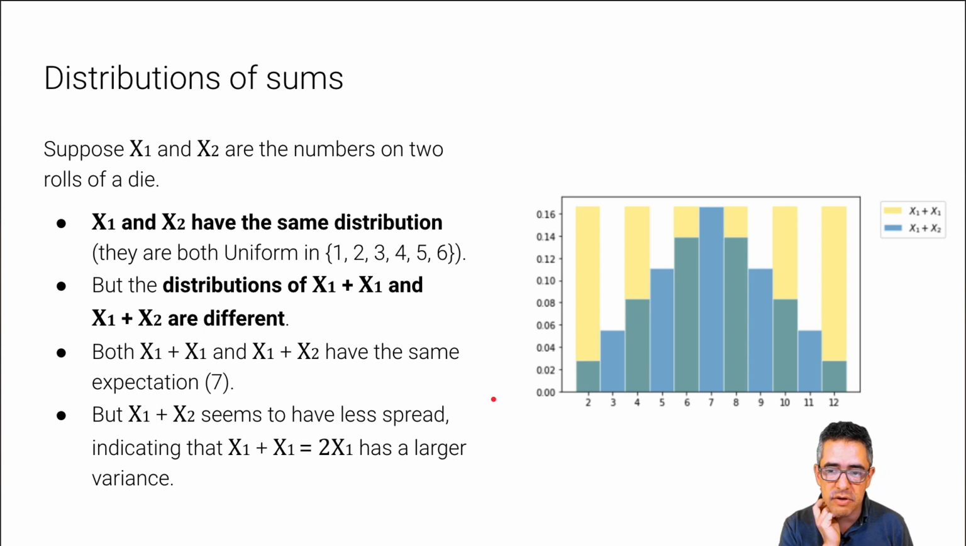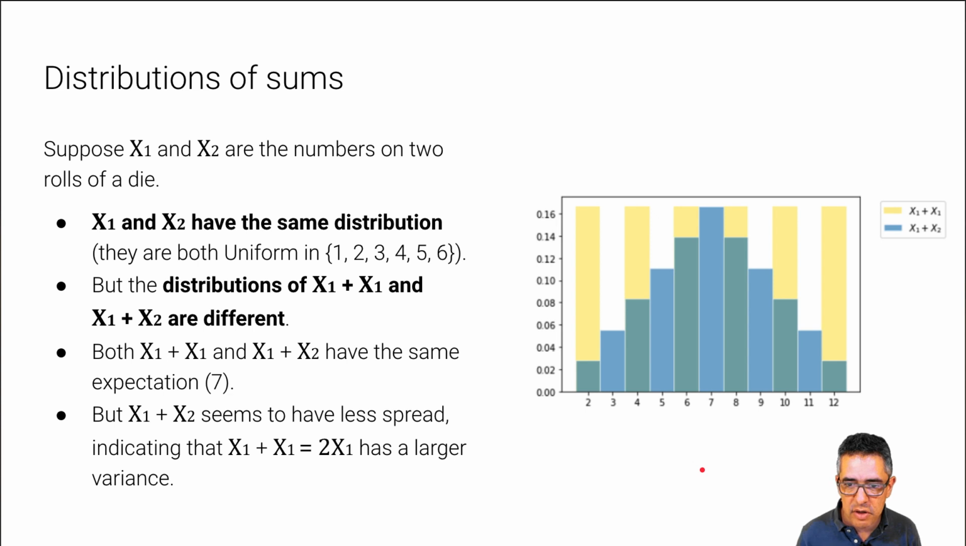The yellow histogram is the distribution of 2x1, which is x1 plus x1, and the blue data shows the distribution of x1 plus x2. It's fairly obvious, and you should convince yourself that these are indeed the histograms you expect to see, that these are different, and that they have different variances. The yellow one, 2x1, has a larger variance, a wider spread than the blue distribution. They do, however, have the same expectation. The expected value in both cases is the same. That should make sense in your head.